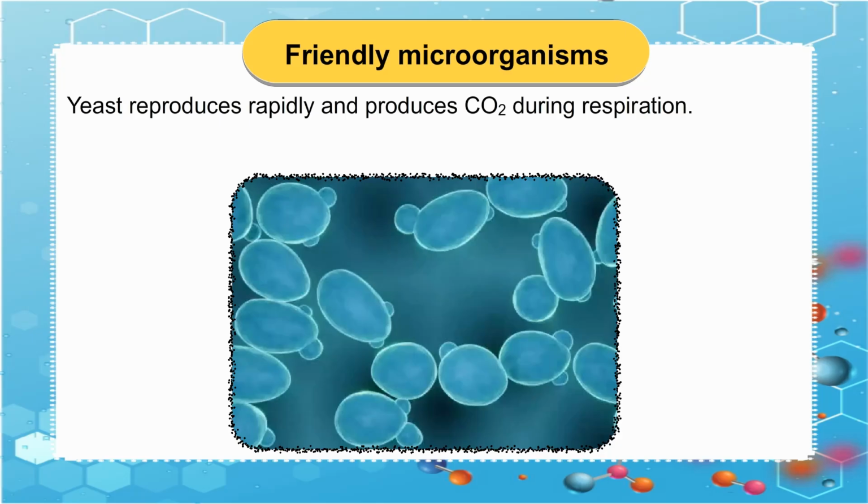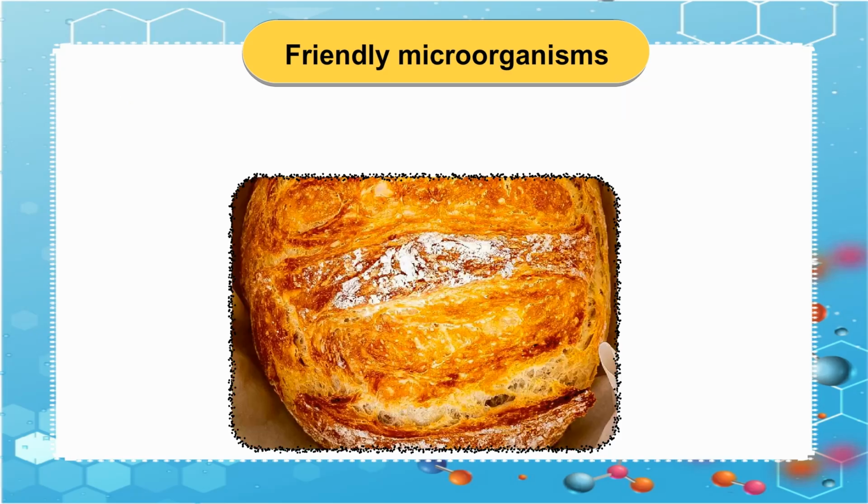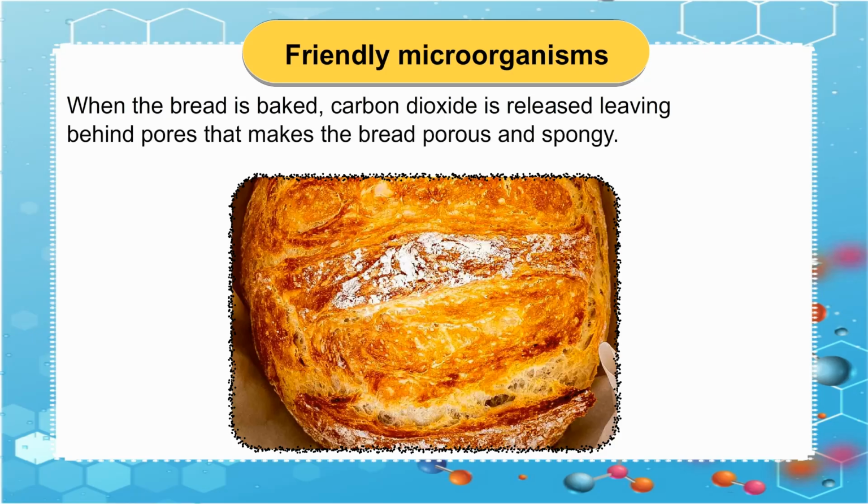Yeast reproduces rapidly and produces CO2 during respiration. Due to production of CO2, the dough rises and the volume increases. When the bread is baked, carbon dioxide is released, leaving behind pores that make the bread porous and spongy.